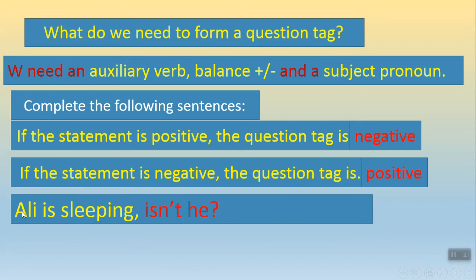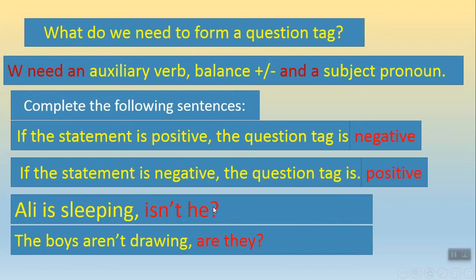Then we use the subject pronoun. The subject here is Ali. What is the subject pronoun that refers to the proper noun Ali? Yes, he. So we use the subject pronoun he. So Ali is sleeping, isn't he? Yes, very good.